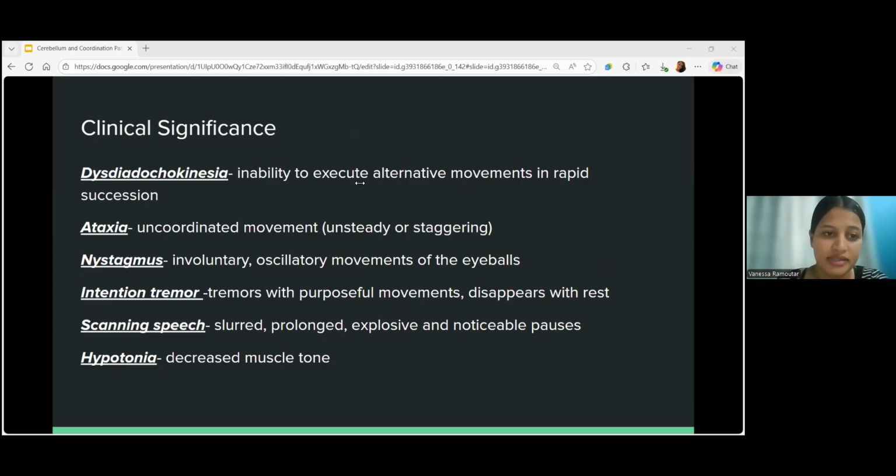So we have dysdiadochokinesia, which is the inability to execute alternative movements in rapid succession. We have ataxia, which is uncoordinated movement. Nystagmus, which is involuntary oscillatory movements of the eyeballs. Intention tremors, which are tremors with purposeful movements, and they disappear with rest. Scanning speech, which is slurred, prolonged, explosive, and has noticeable pauses. And hypotonia, which is decreased muscle tone.